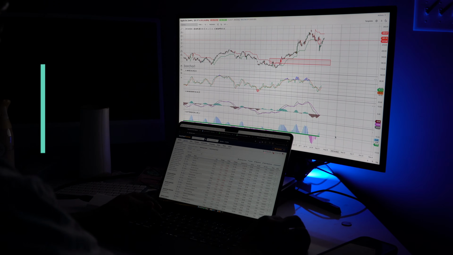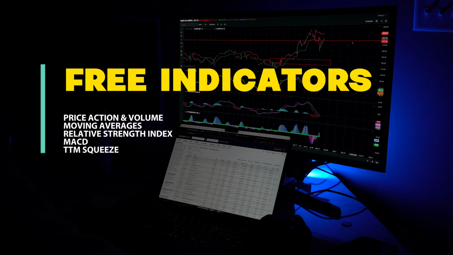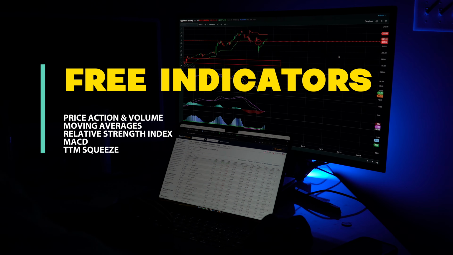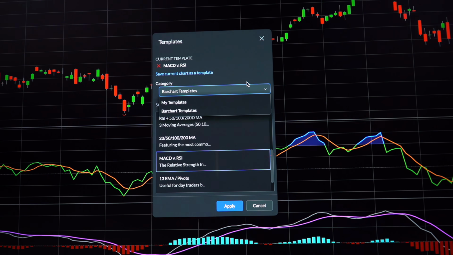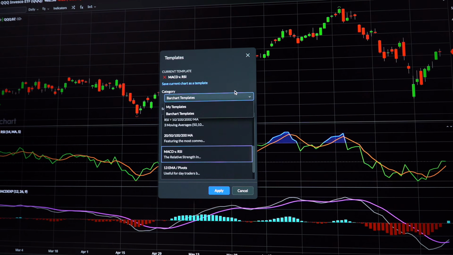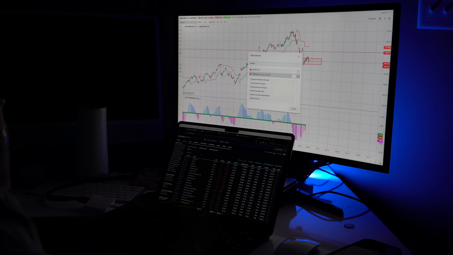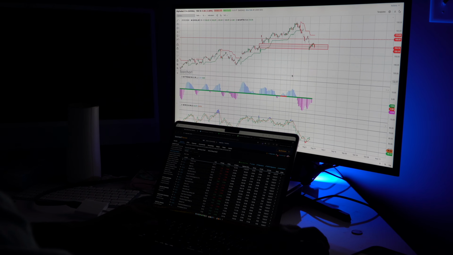These indicators, price action, volume, moving averages, RSI, MACD, and the TTM Squeeze, are essential tools for every trader and investor, whether you're planning to trade actively or invest long term. Understanding and using these indicators can give you the edge you need in the market.